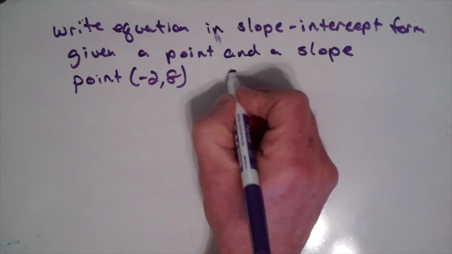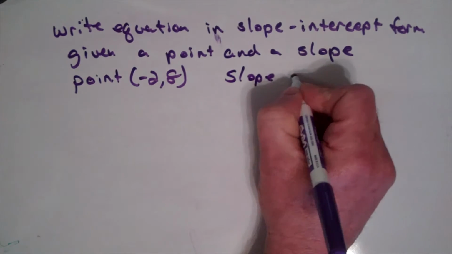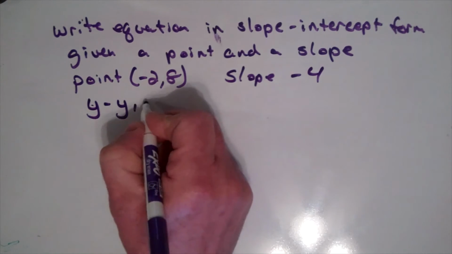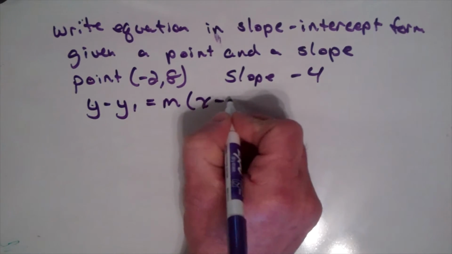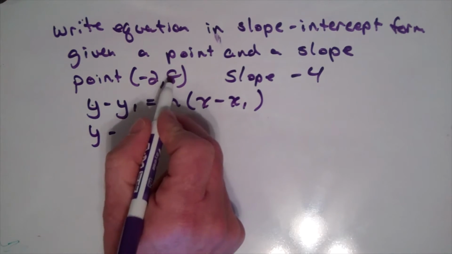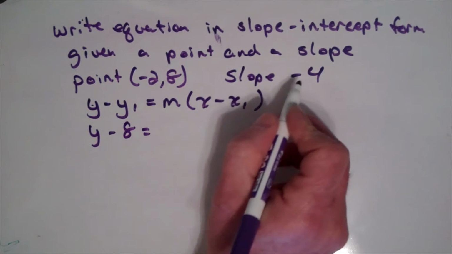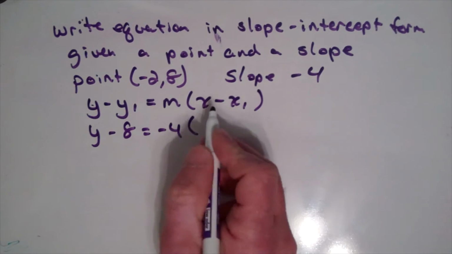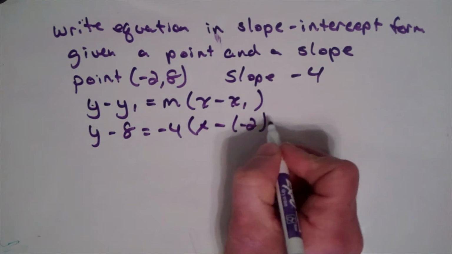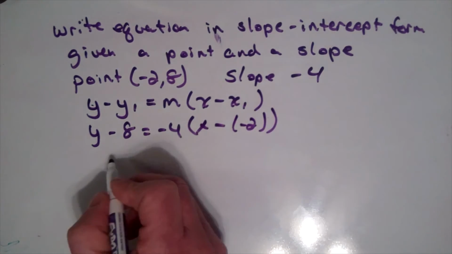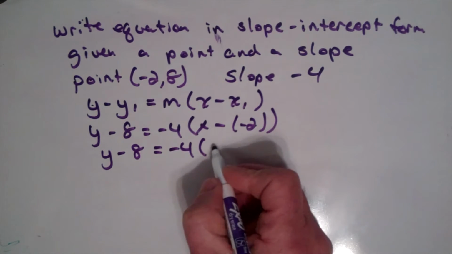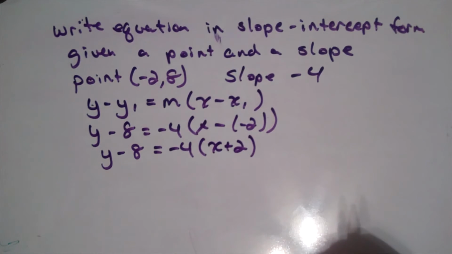Here's another one. This time we have a point of -2, 8 and a slope of -4. So again, write down the point-slope form. Y minus y1 equals m times x minus x1. So there's y1, 8. So y minus 8, m is -4. So -4 times x minus, there's x1, -2. Alright, so let's just put this together a little better. Y minus 8 equals -4 times x minus -2, which is x plus 2.